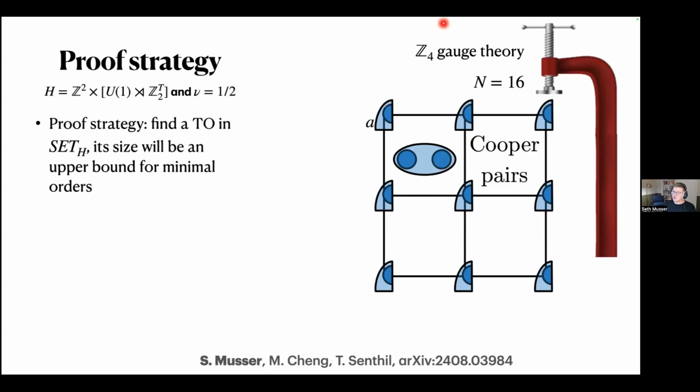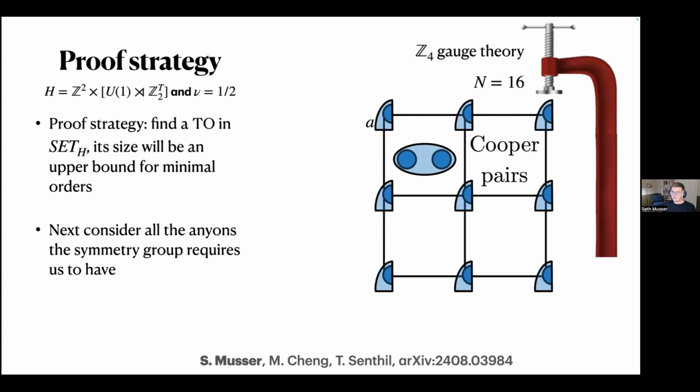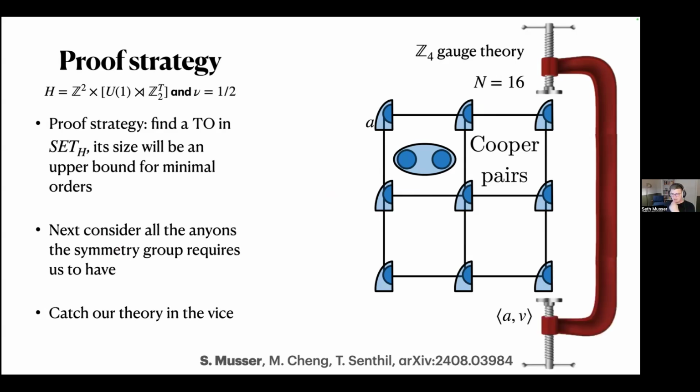So I'm drawing a vice scripts here. The top of our vice scripts, this upper bound, is Z4 gauge theory, the Cooper pair construction. And that has 16 anions. And then we'll think about considering all the anions that the symmetry group requires us to have, and we'll catch our theory in a vice. So our lower bound, all the anions that our symmetry group requires, is some powers of the background anion and the Vizon.